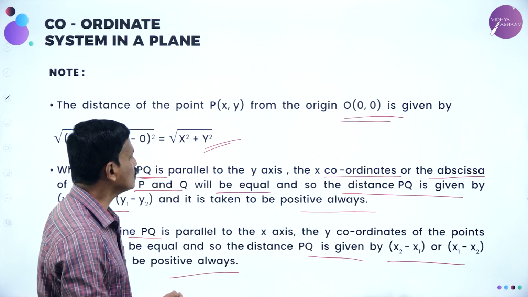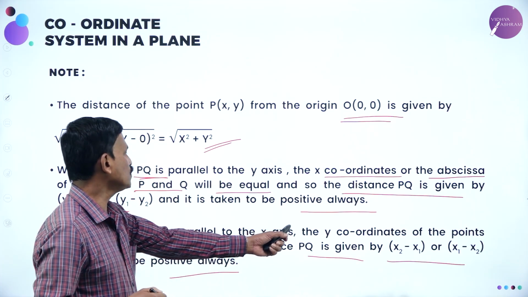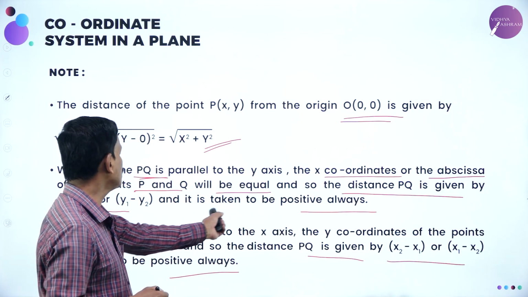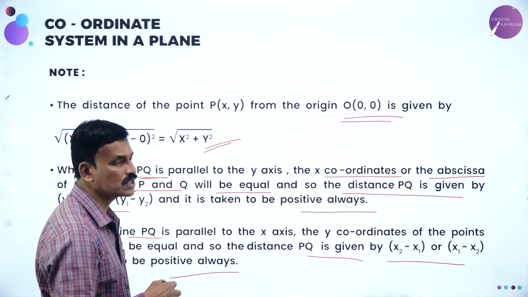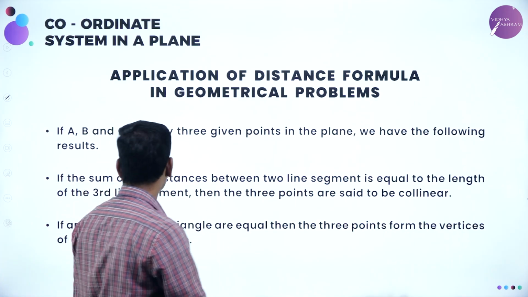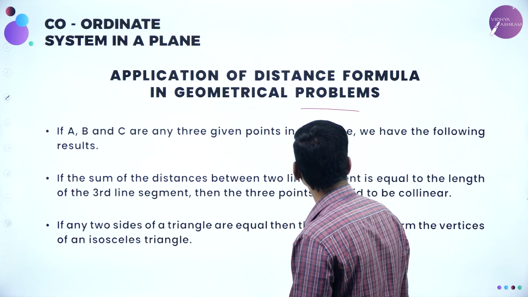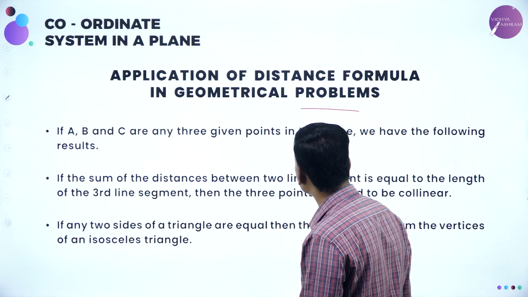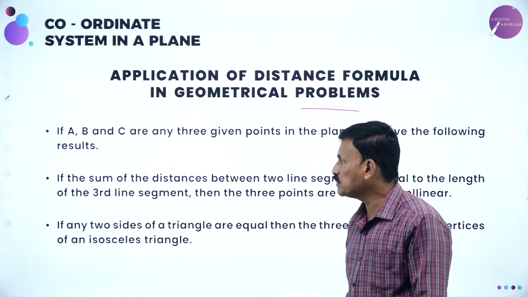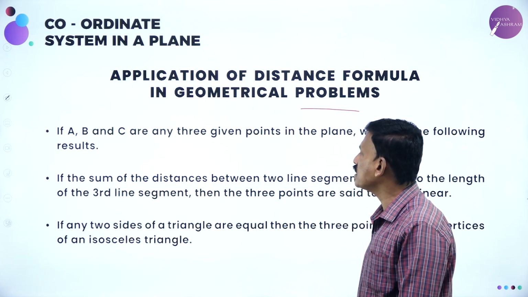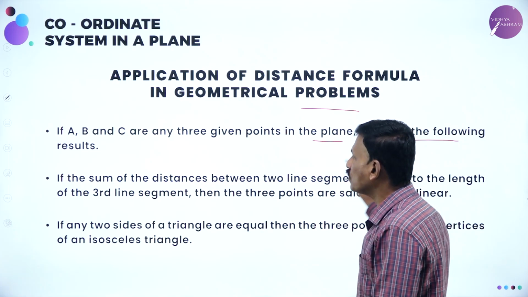Now, using that, we write the distance formula as root of (x2 minus x1) whole square plus (y2 minus y1) whole square, or (x1 minus x2) whole square plus (y1 minus y2) whole square under root. These are very important points: applications of the distance formula in geometrical problems. Suppose any 3 points are given, say A, B, C, in the plane, then we have the following results.